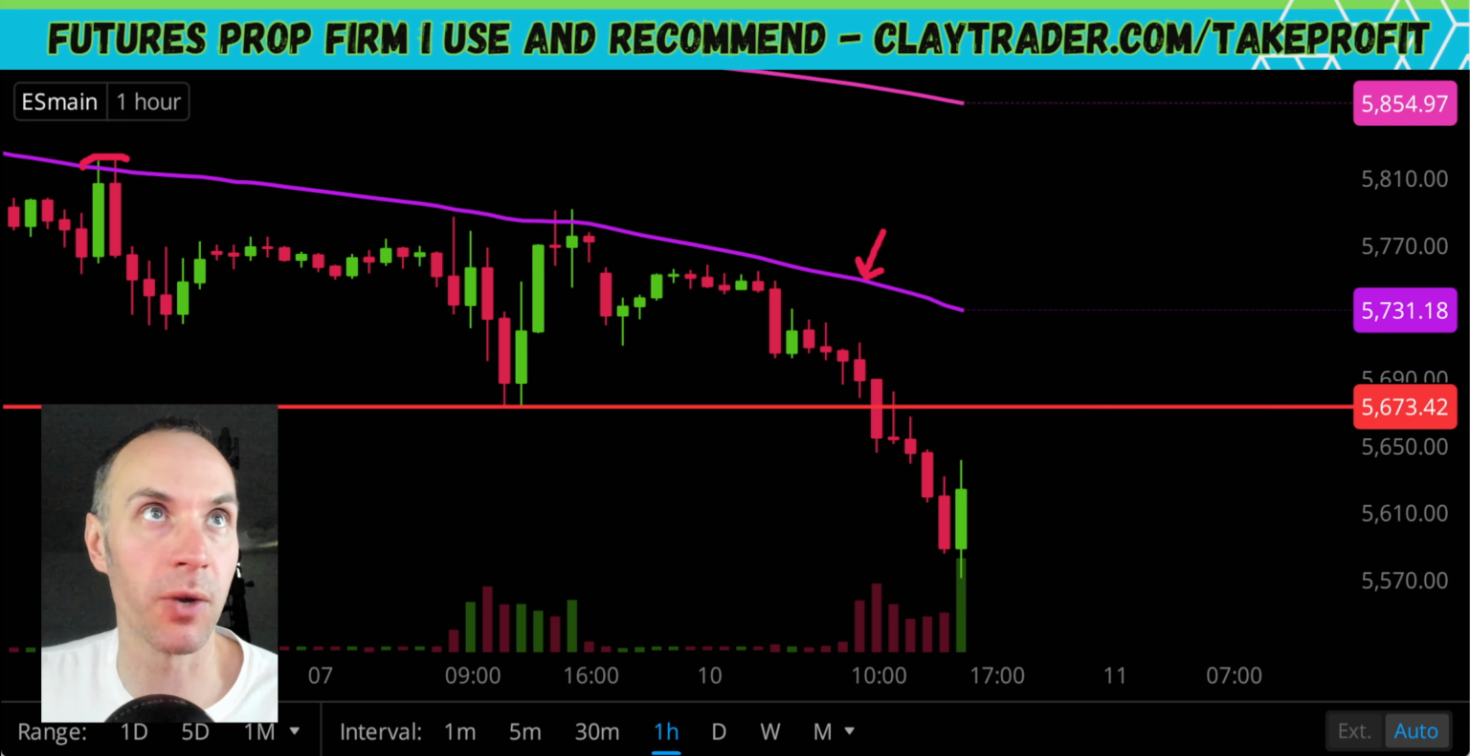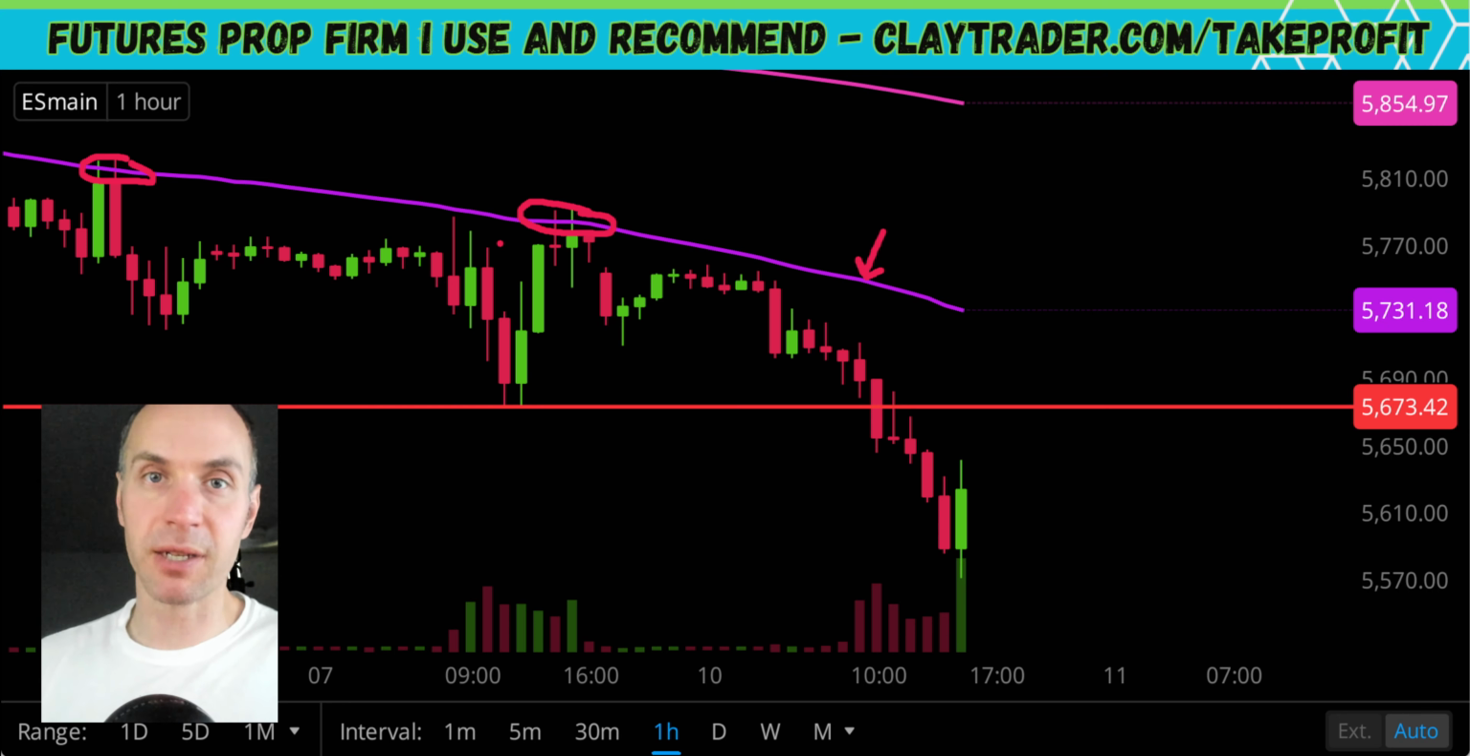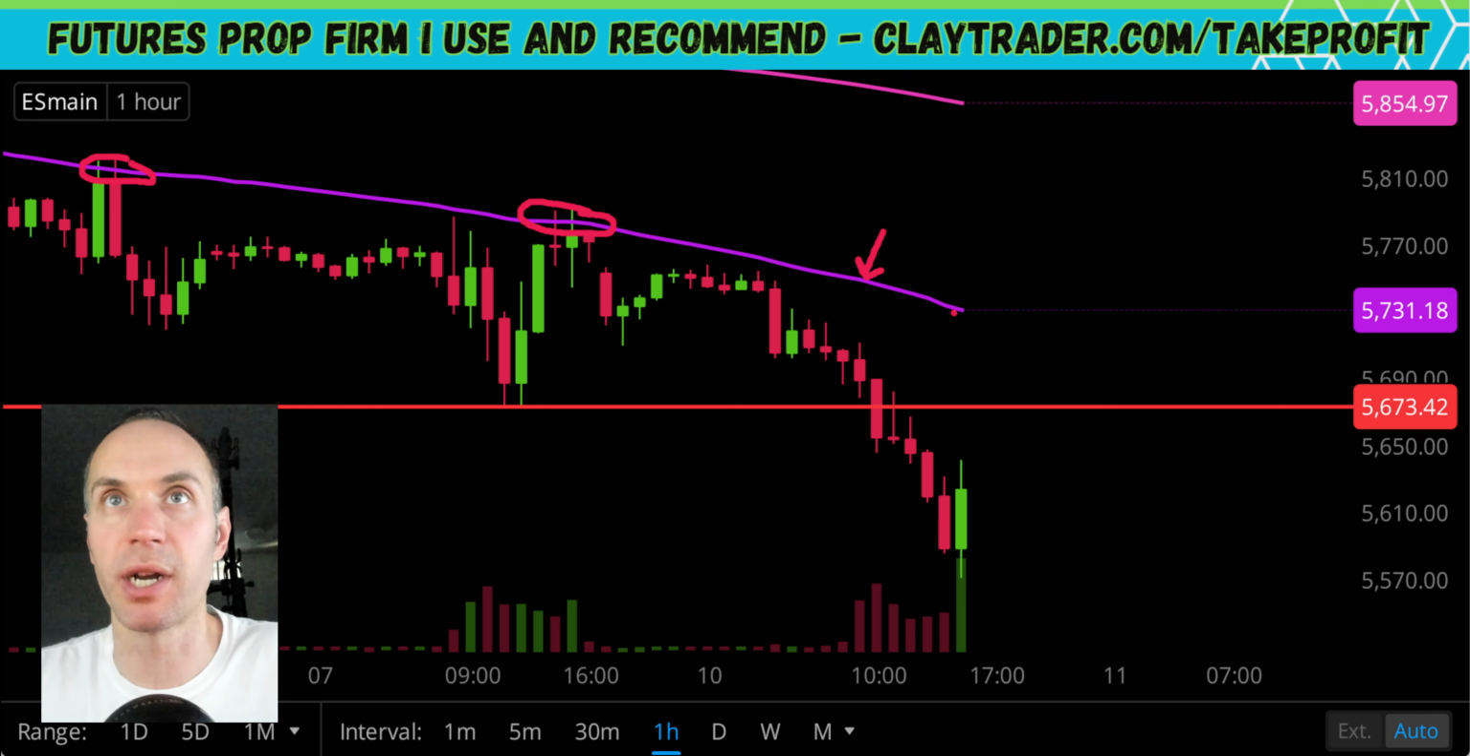You can see there's already quite a bit of a track record with that area behaving as resistance. That doesn't mean that the price can never, ever get back above that purple line. All I'm saying is that the past history is suggesting that if the price is going to try to get above it, then the bulls really better bring their A game.